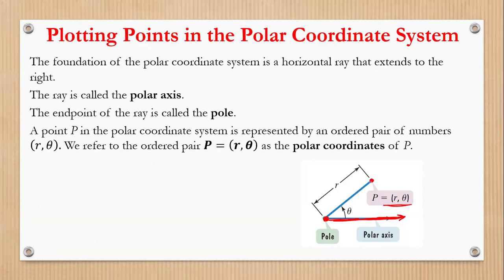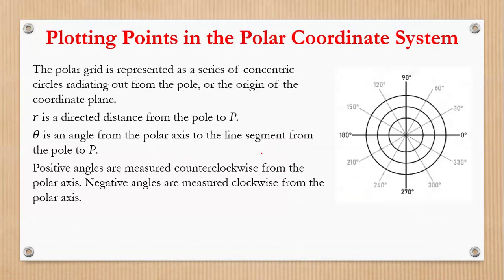And r is the length, or the distance, from the point to the pole, and theta is the angle that is created between the ray and the polar axis. So in the polar coordinate system, we always show the points by r and theta. And as I said, r is the distance from the pole to that point, and theta is the angle from the polar axis to the line segment from the pole to P.